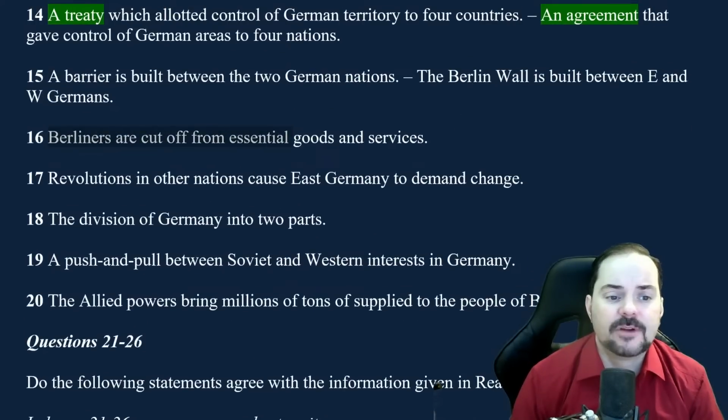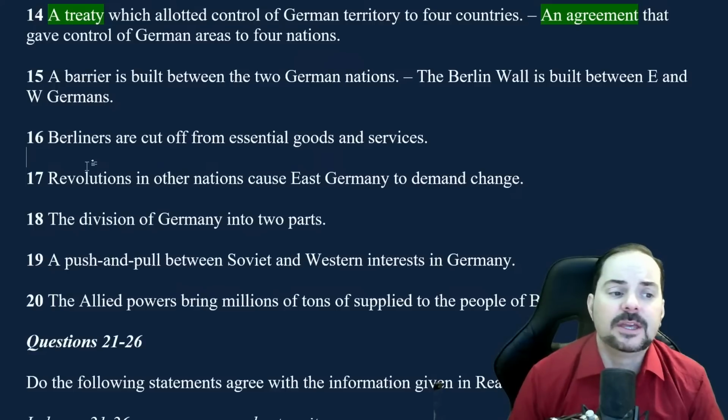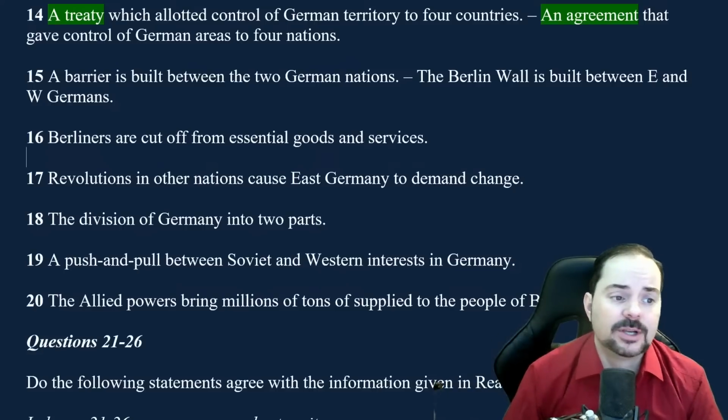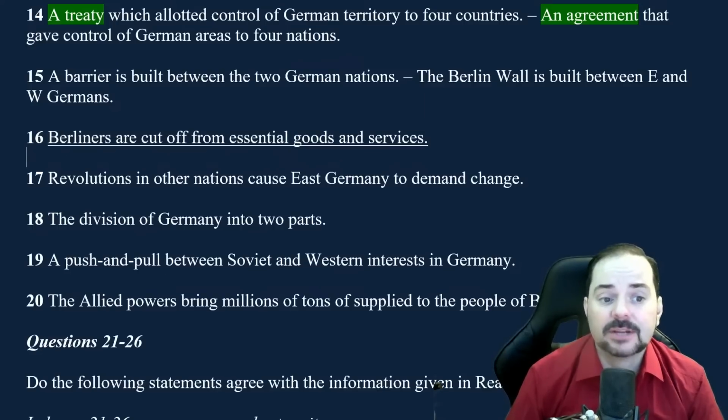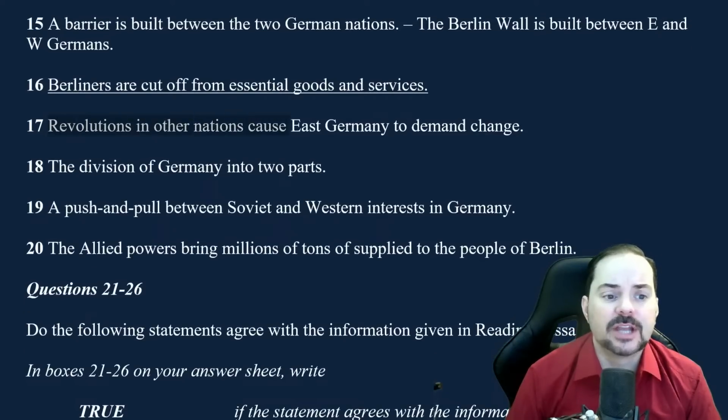Berliners are cut off from essential goods and services. So Germans are separated from necessary food and supplies. Okay. In the real IELTS, you don't have enough time to write it down. So you're just paraphrasing in your head, right? Like Berliners are cut off from essential goods and services. Germans are separated from necessary food and supplies and services, okay? Revolutions in other nations cause East Germany to demand change.